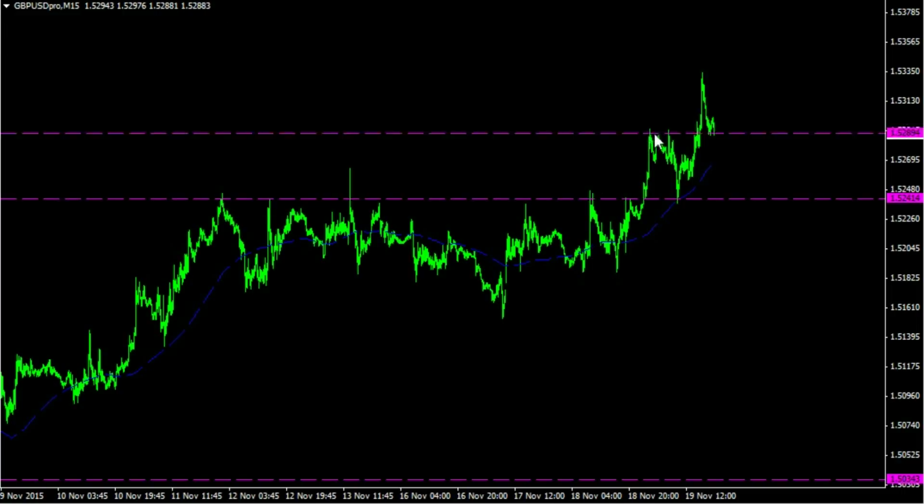We have an obvious level right here, and we can see that the price recently broke above this level, and now it's on its way back down, and it actually touched our previous level of resistance. What we're expecting it to do is reflect off of this level and continue higher. That's what we're expecting.